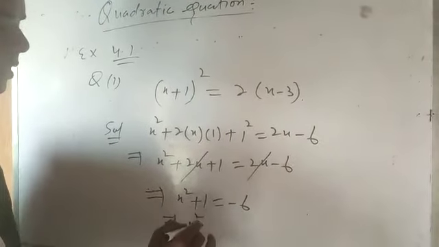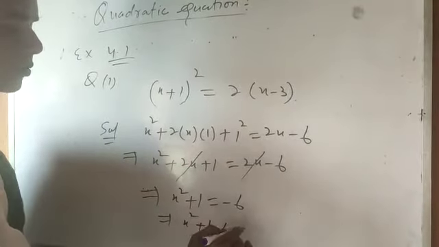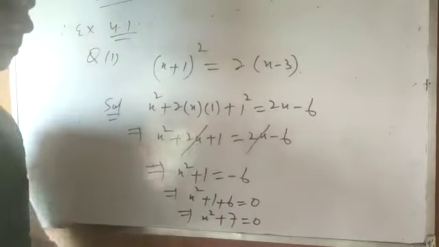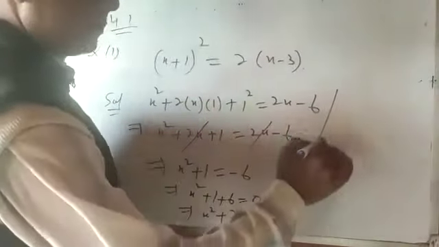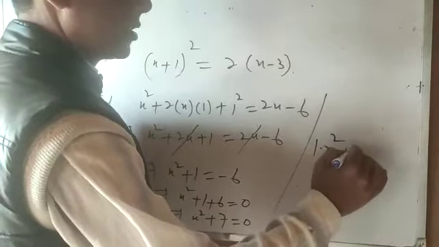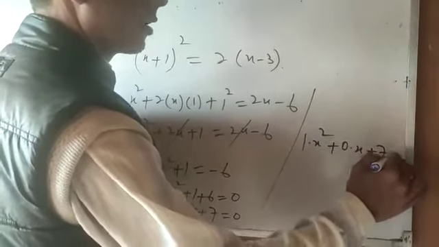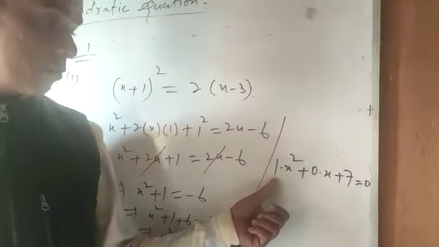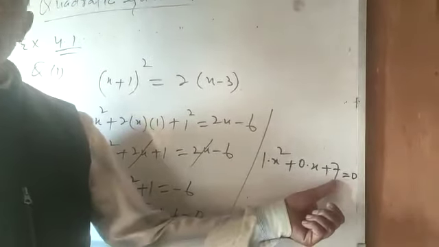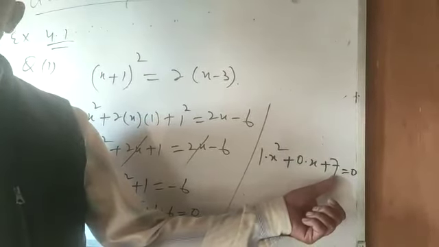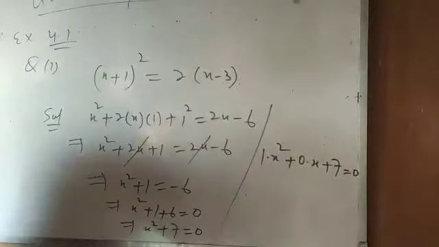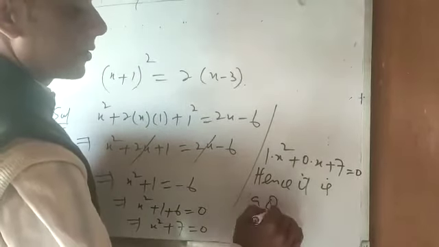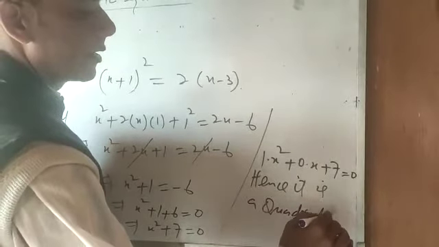It means x square plus 1 plus 6 is equal to 0, which implies x square plus 7 is equal to 0. So I can write this equation as 1 into x square plus 0 into x plus 7 is equal to 0. This means a is not equal to 0, a is equal to 1, b is equal to 0, and your constant term c is equal to 7. Hence, it is a quadratic equation.